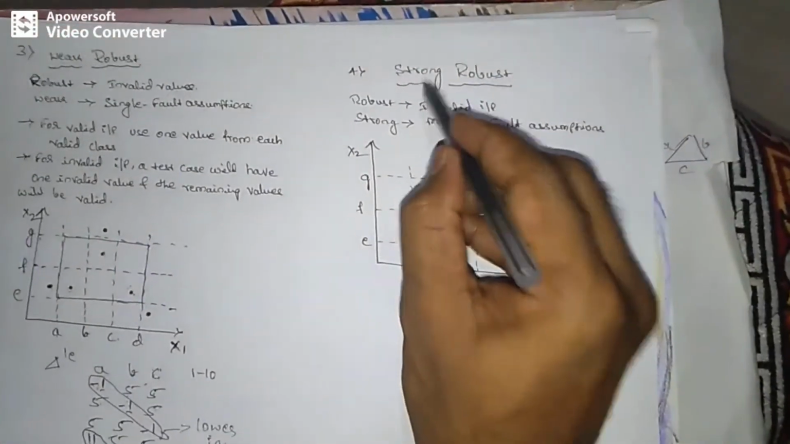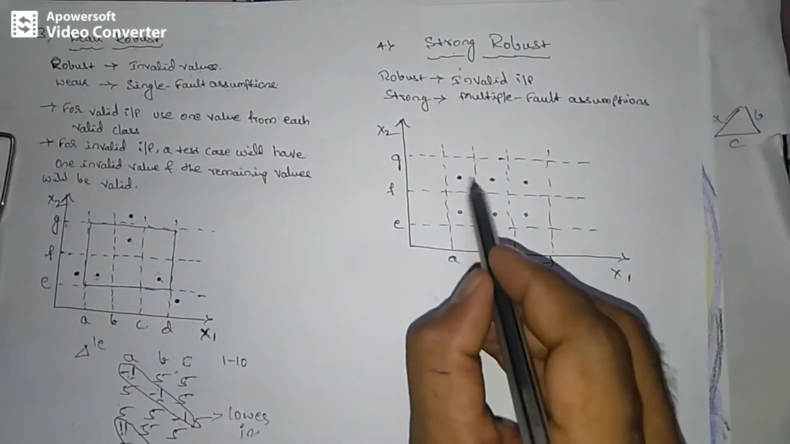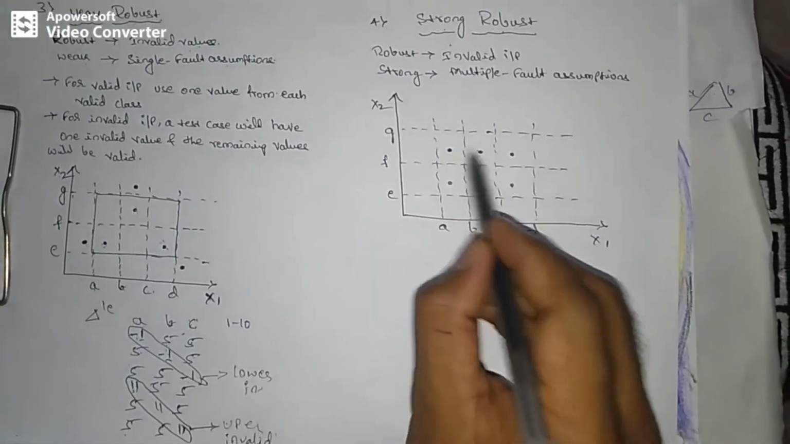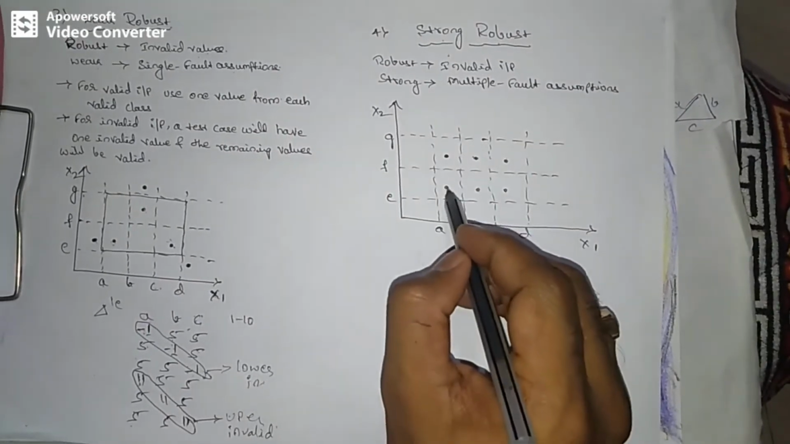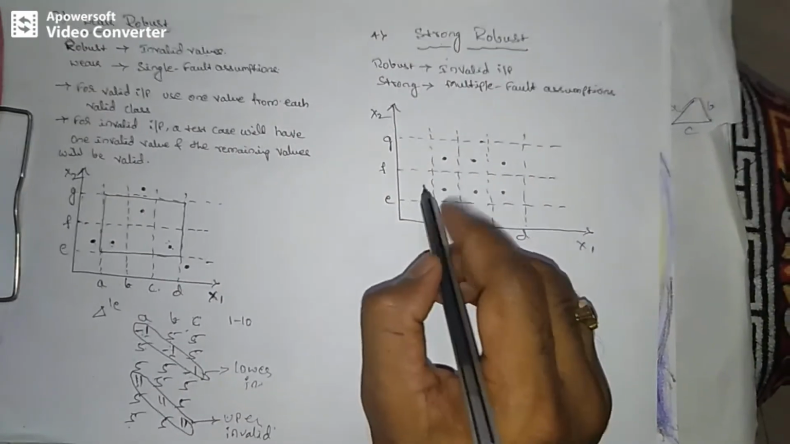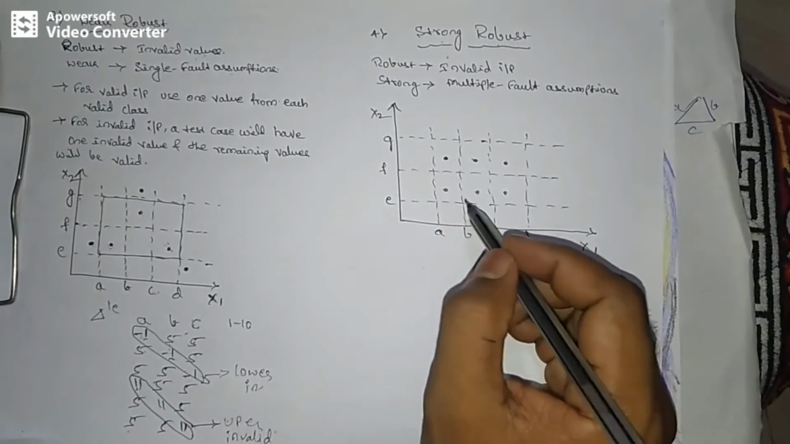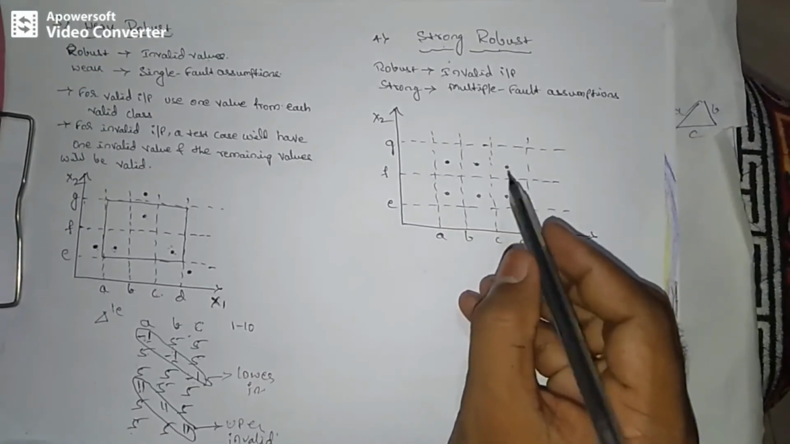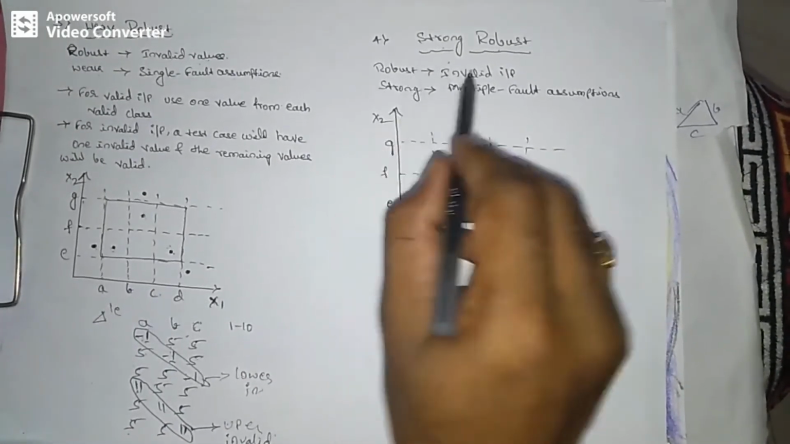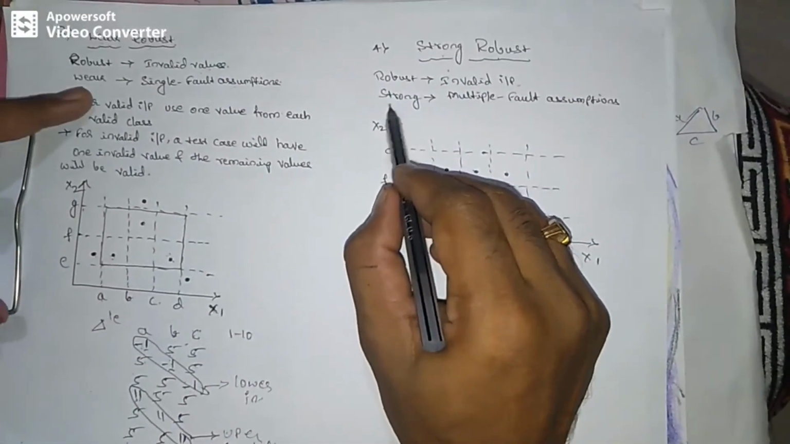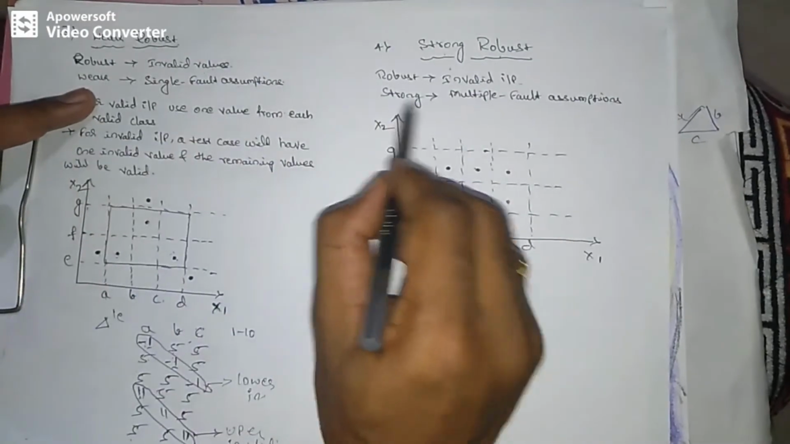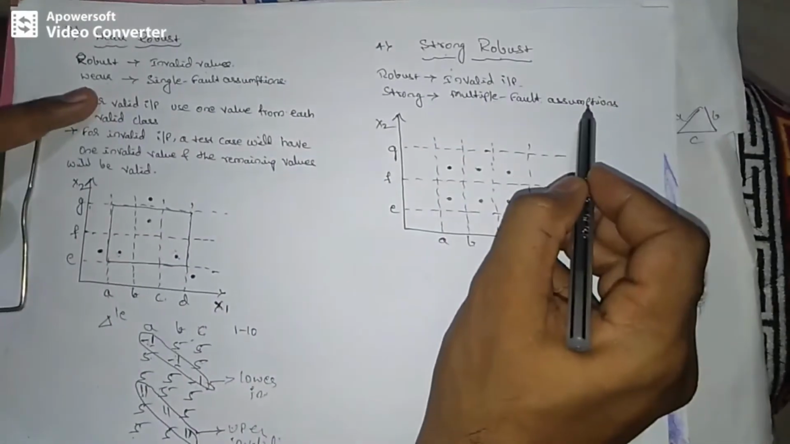I think I have cleared this one. Now I will move to the strong robust. Strong is nothing but, from every partition we have to select one valid input variable, and for that valid input variable we select one invalid input variable from all the partitions. Here robust indicates once again the same thing, invalid input variable, but weak stands for single fault assumption, while strong stands for multiple fault assumption.